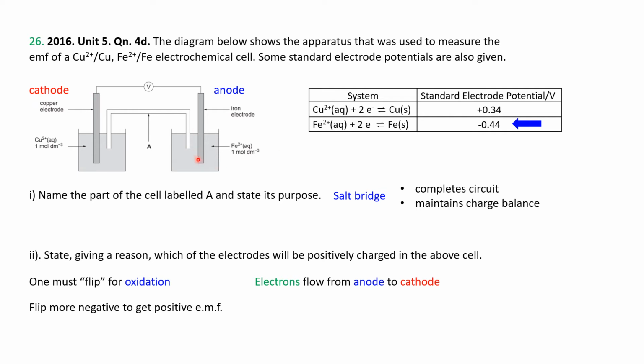Electrons move from the anode to the cathode. So the anode is described as being the negative end, which means the cathode must be the positive end. So the copper electrode is going to be the positive one, and the iron electrode is going to be the negative one.